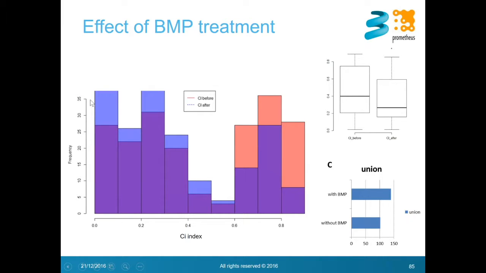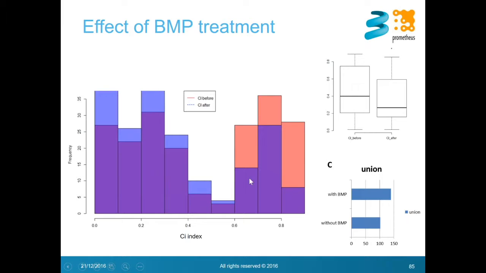And what you see here is that the complexity index before is the purple with the pink. So you have a large chunk of patients that have a high complexity index, so a non-union, an NF1 non-union. If you give a BMP treatment, you get the blue and purple, which is this part.